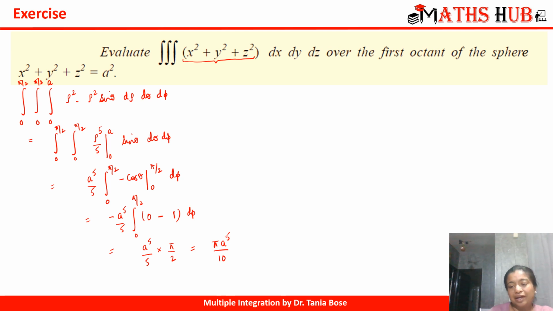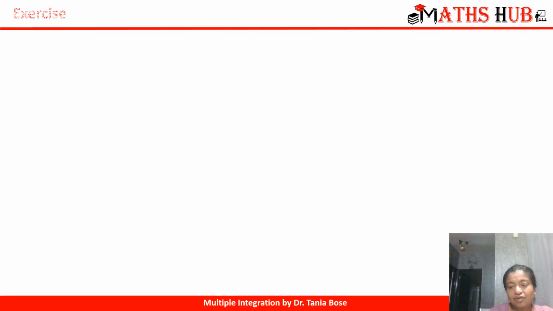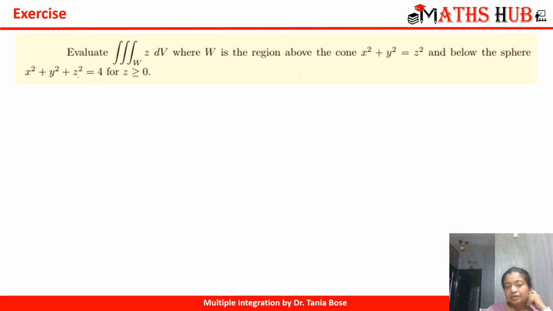Right? Okay. So now let us move on to another question. We have to evaluate the triple integral over the W region z dv, where W is the region above the cone x square plus y square equal to z square, and below the sphere x square plus y square plus z square equal to 4 for z greater than or equal to 0. So if I try to get a rough sketch of this region, how will this region look like?